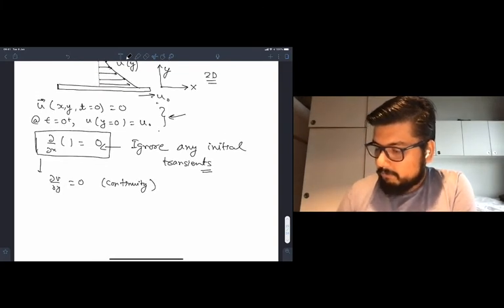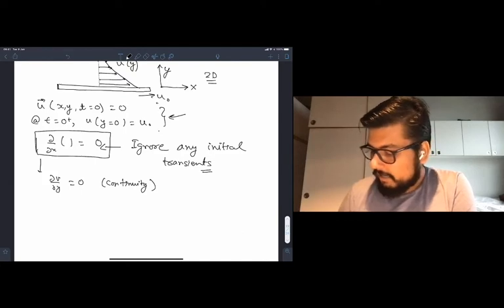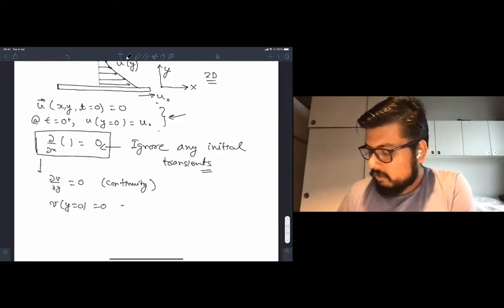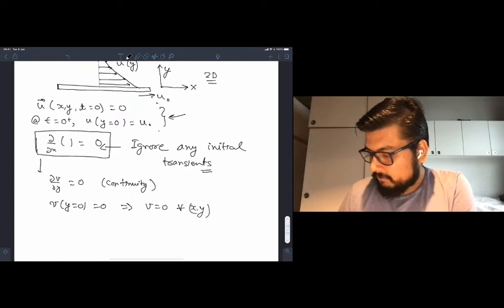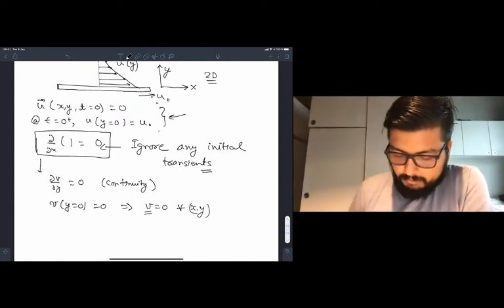And as we know from the boundary conditions, the plate has a non-penetration boundary condition, so the plate is impermeable, and therefore the velocity in the y direction at y equal to 0 is 0, which implies that velocity is 0 for all x comma y. So the v component of the velocity is 0 for all x comma y.